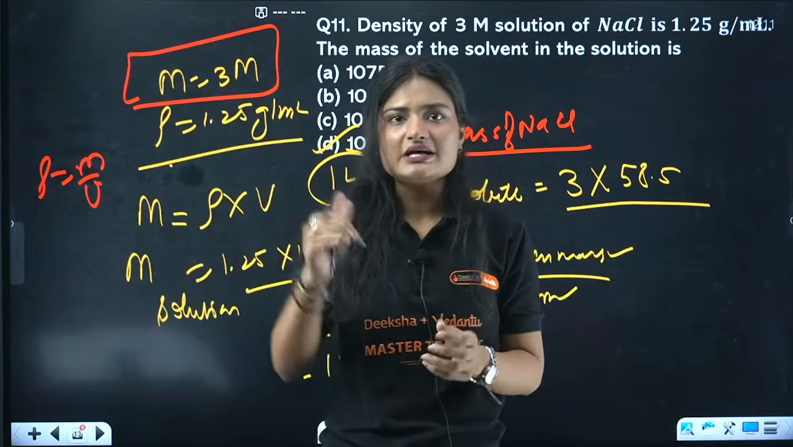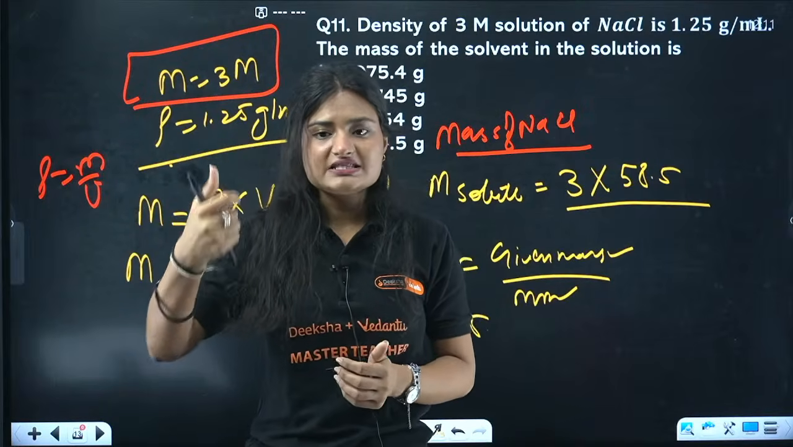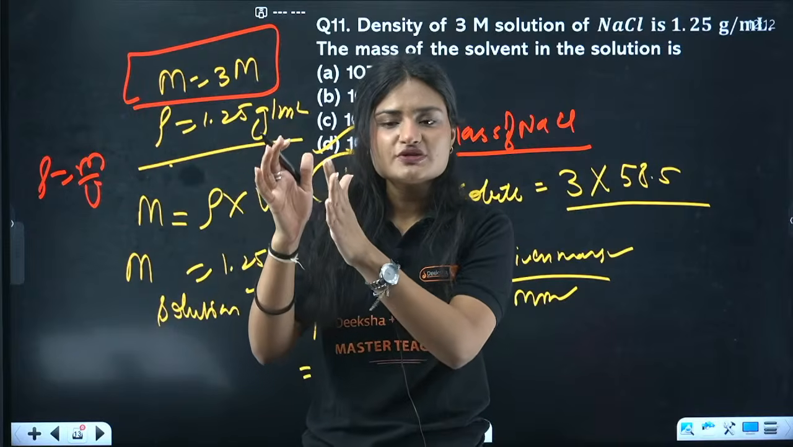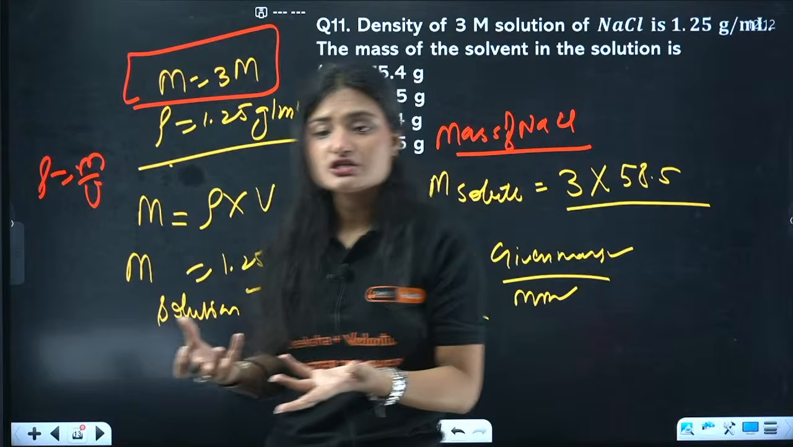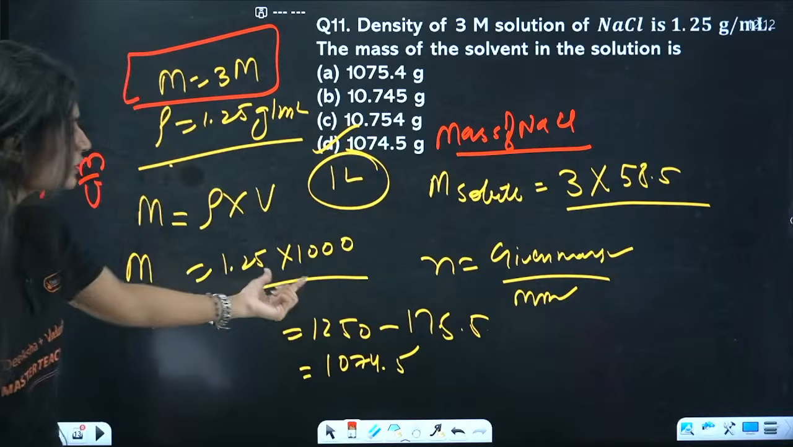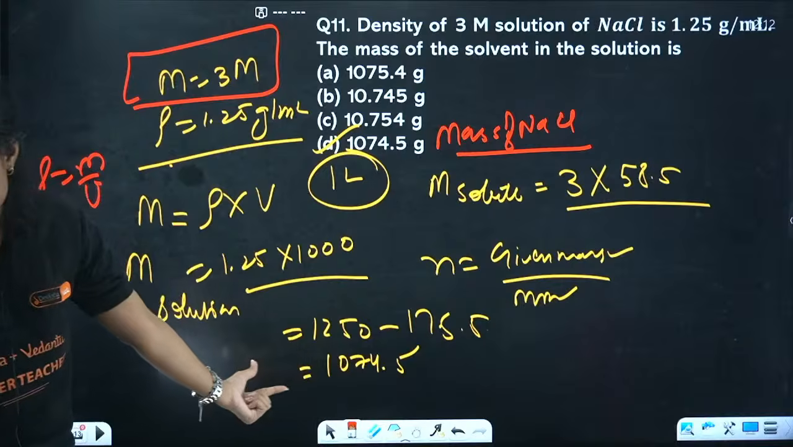In the solution, we have NaCl and water, right? If we know the total mass of solution and we know the mass of NaCl, and we subtract the mass of NaCl, we'll find the mass of solvent, which is water. Mass of water will be 107.5 gram.